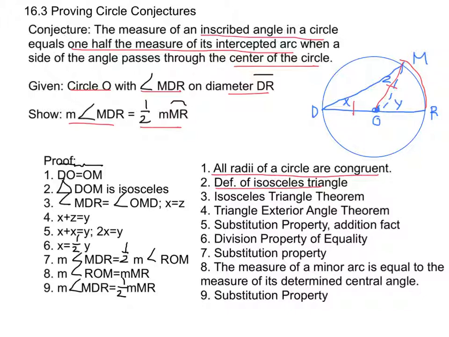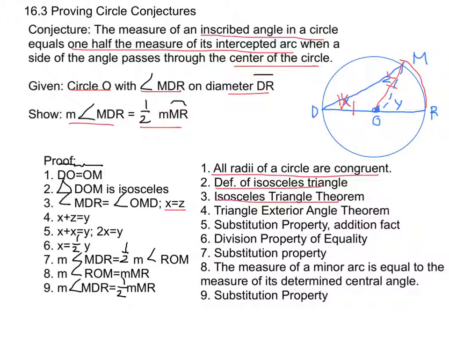And then our third one says that angle MDR is going to be equal to angle OMD because of the isosceles triangle theorem, which says that the two angles opposite the congruent legs of an isosceles triangle are going to be congruent. And now we can replace, so here you can see that angle MDR, we can call that X, and we can call angle OMD Z. So we can say that X equals Z.